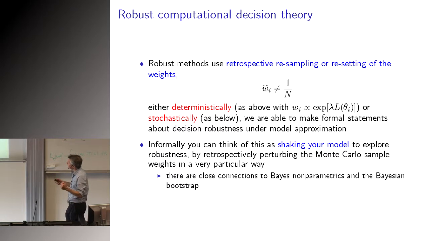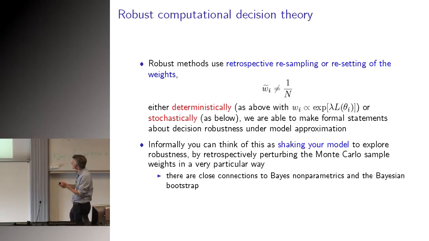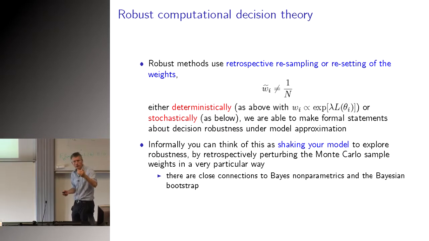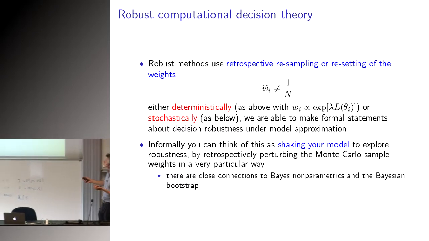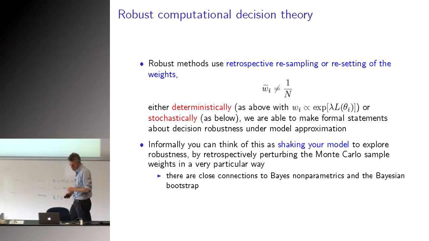What happens in the robust approach is that it's like a retrospective. You apply afterwards reweighting of your Monte Carlo samples. So no longer is Wi equal to 1 over n. What we're going to do is set the Wi's deterministically as these reweighted with a weighting function proportional to the loss.